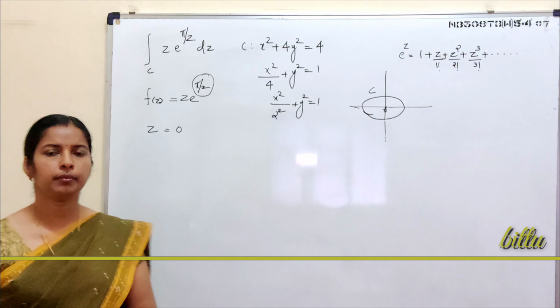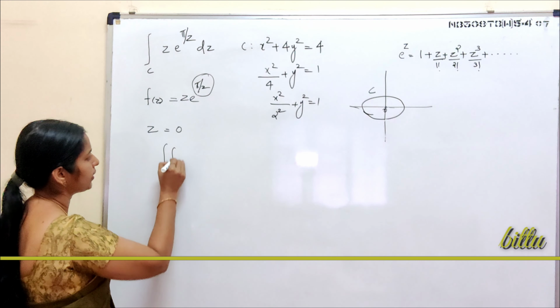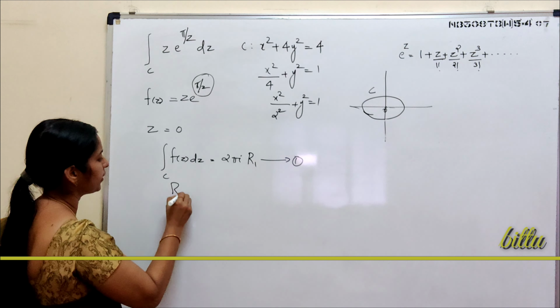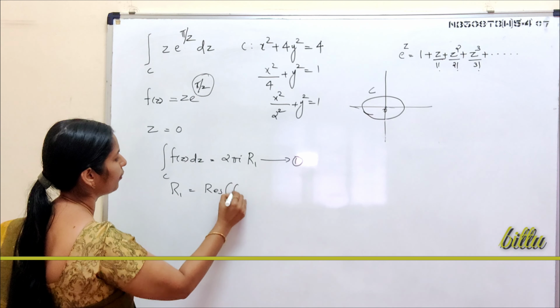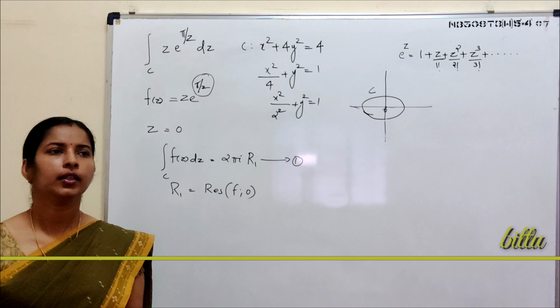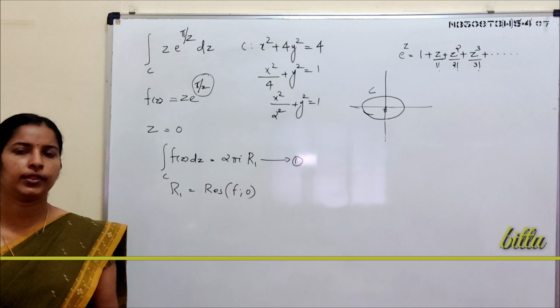So by the residue theorem we can write the integral over C of f(z) dz is 2 pi i into R1, where R1 is the residue of f at 0. Here 0 is not a pole. In the case of singularities which are not poles, you can find the residue from the Laurent series expansion of f(z). So you have to give the Laurent series expansion of f(z). Here f(z) is z e raised to 5 by z.